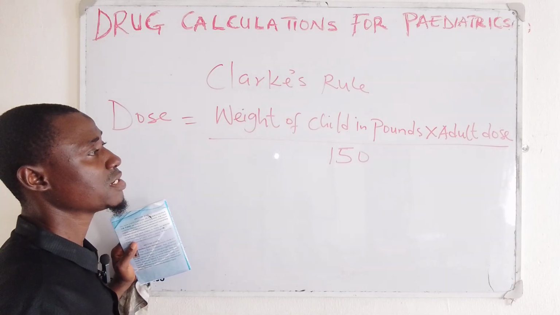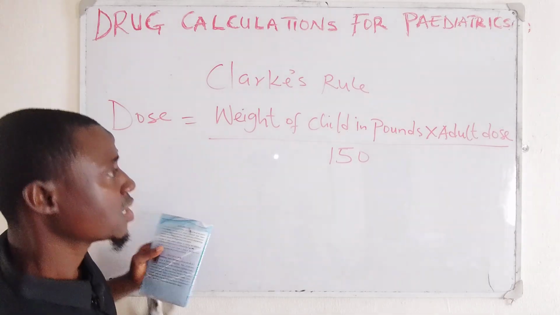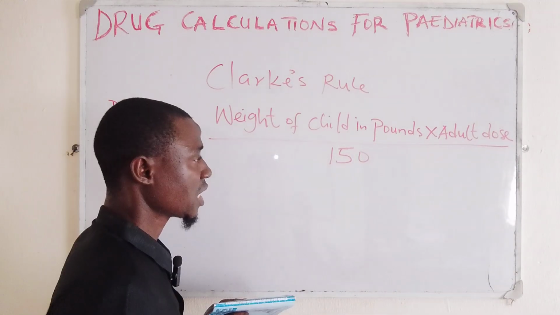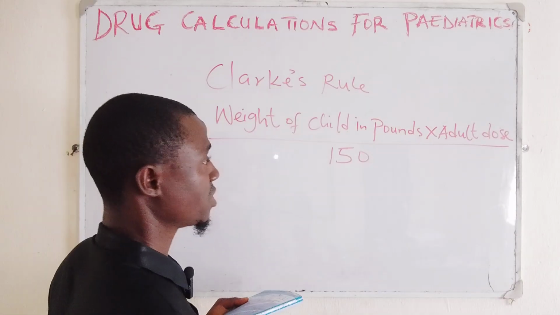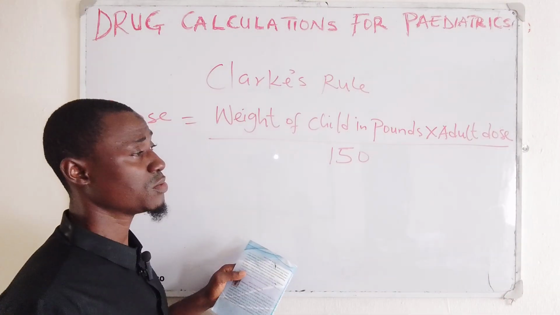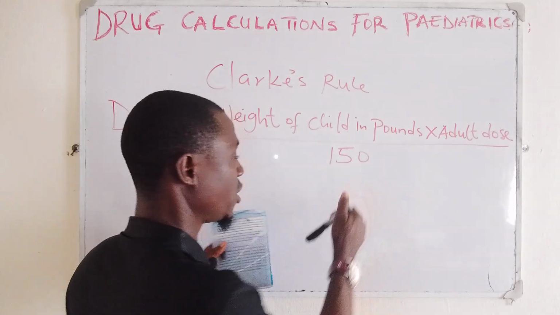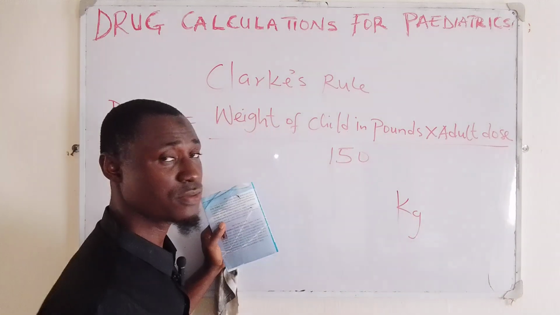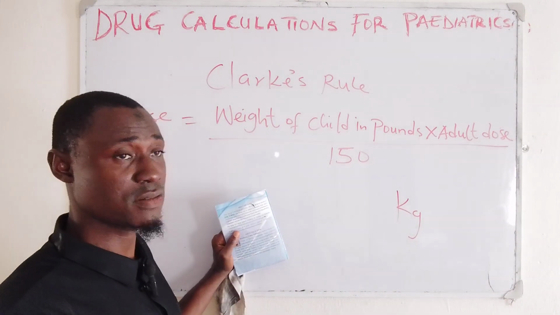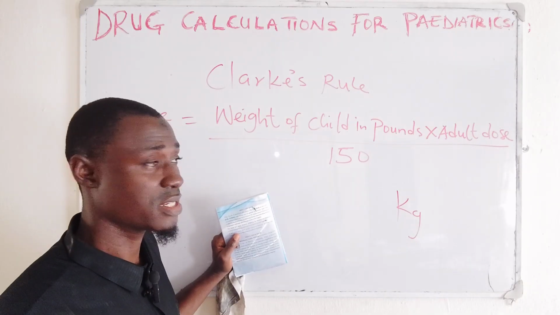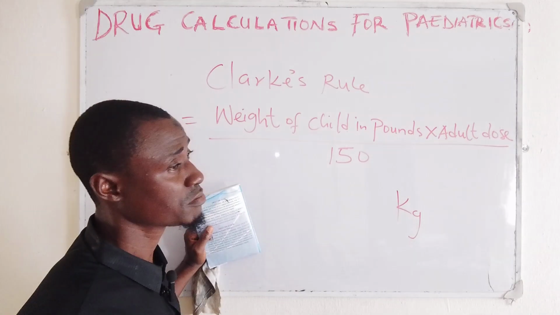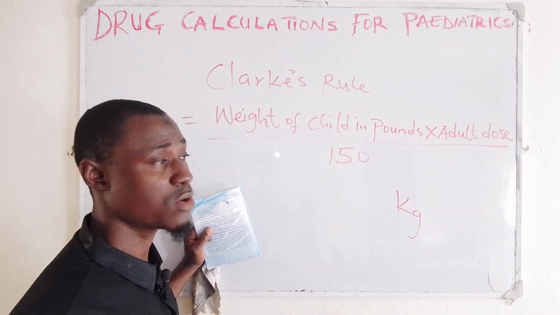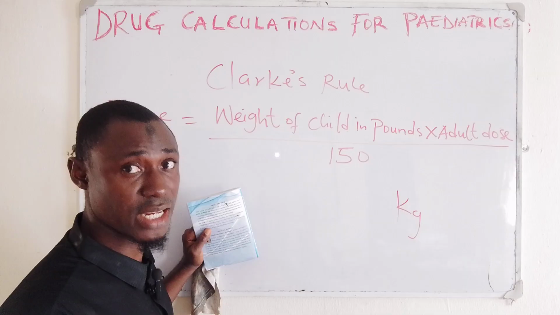Now, for those of us in this part of the world, you will notice there is a variation with regards to the unit of measuring weight. Here in Nigeria particularly, the unit of measuring weight that we use is kilograms. Kilogram is what we use in most of our clinics, hospitals, and facilities. All of the instruments we use are calibrated in kilograms.